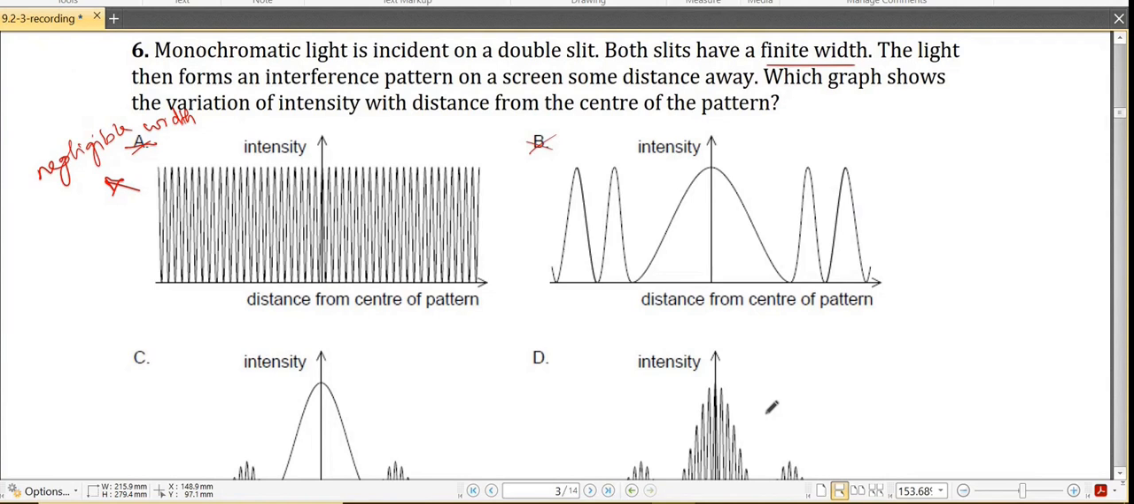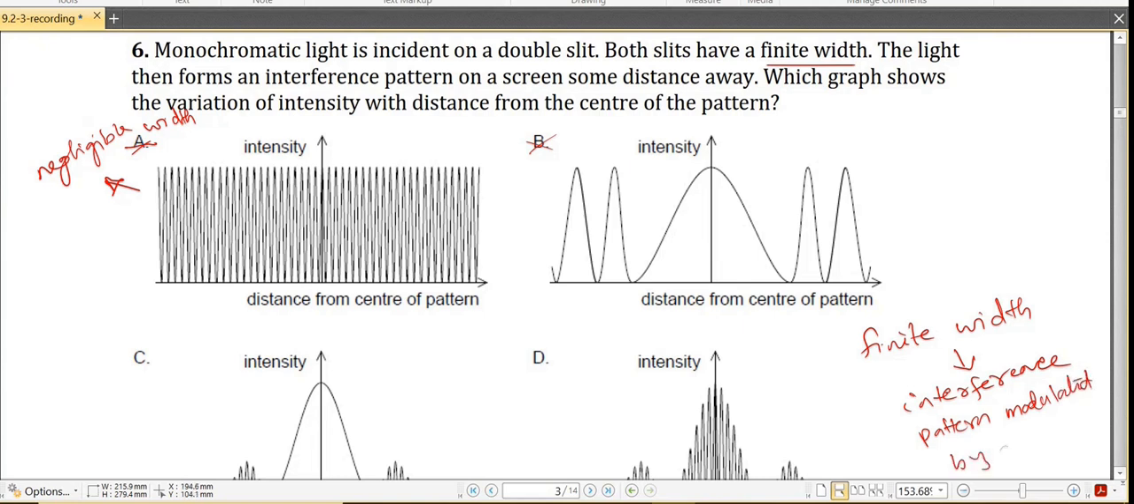Now, let's read the question once again. Because it's a finite width slit, light forms an interference pattern on the screen some distance away. Whenever we have finite width, the interference pattern will be modulated by the diffraction pattern. Interference pattern modulated by diffraction pattern. I hope you remember this is something that we learned in class.